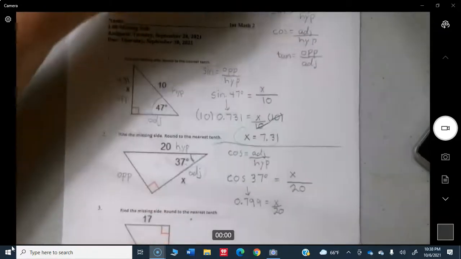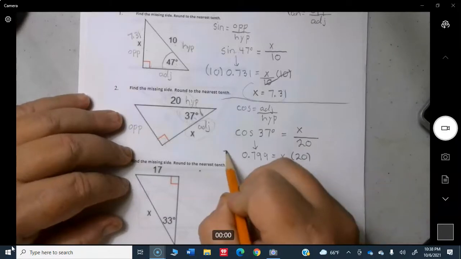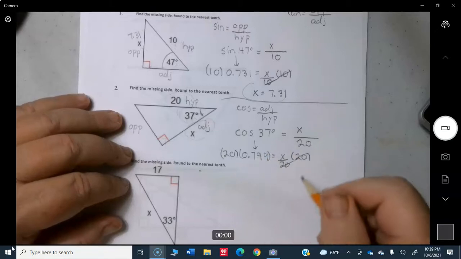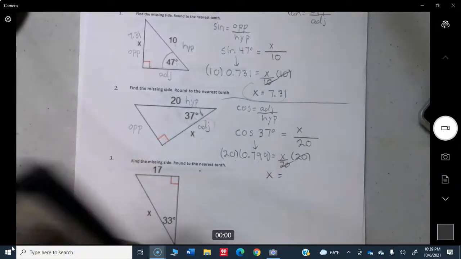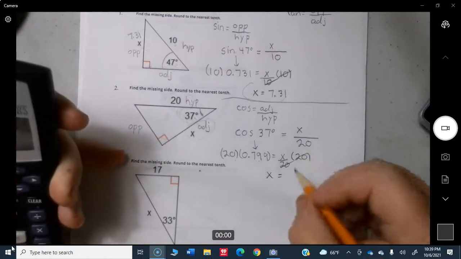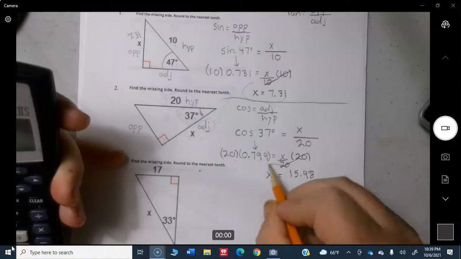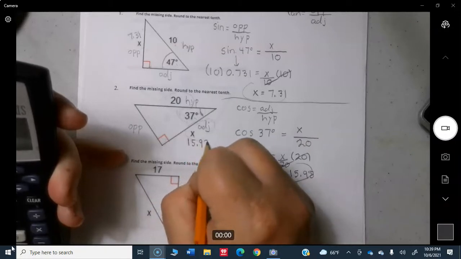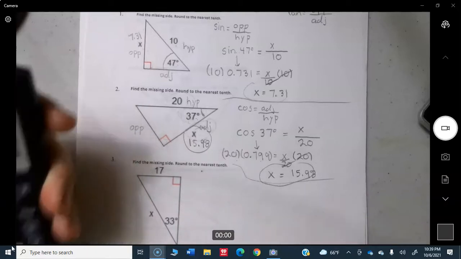Okay. Now again, we just have an algebra problem. Multiply both sides by 20. That cancels. And we end up with x equals 20 times this number. And that gives us 15.98. So that means this side right here is 15.98. Okay, let's keep going.